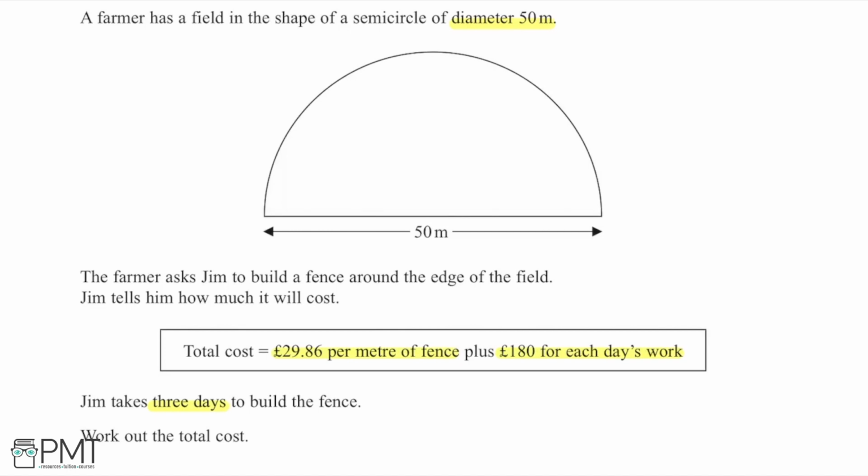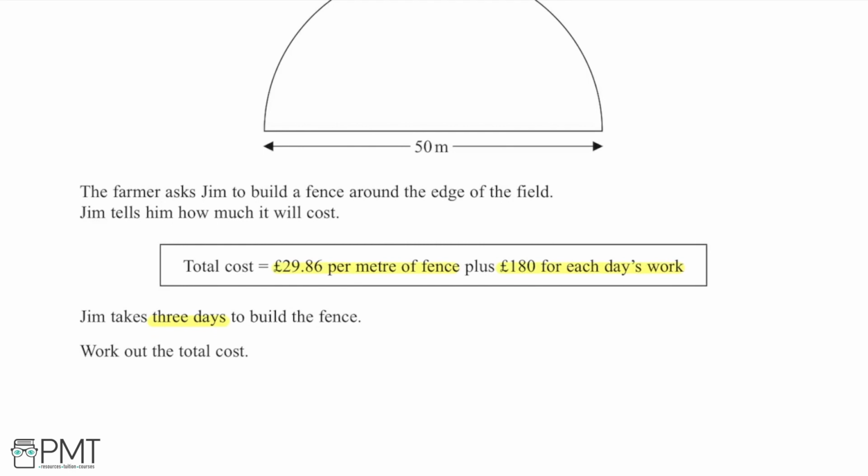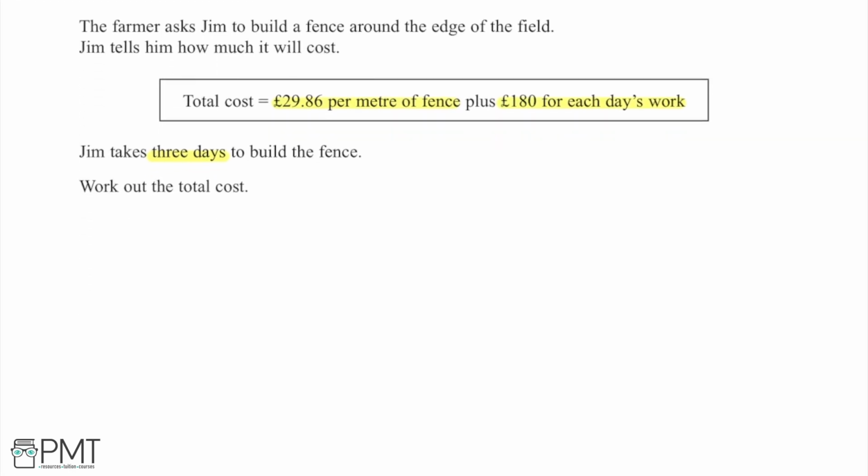So starting here, if I'm looking to find the perimeter of this shape, if we want to put a fence around the edge of it, I need to find its perimeter. And we have the 50 here, however, we need to work out the distance around this curved edge. Now this is a semicircle, so it's basically half a circle. So its perimeter is going to be half of the circumference of the circle.